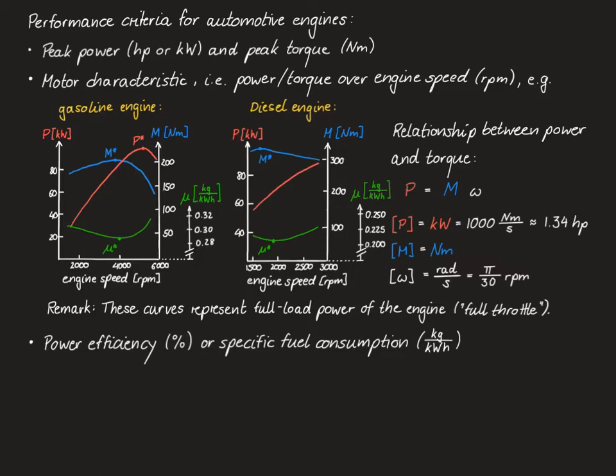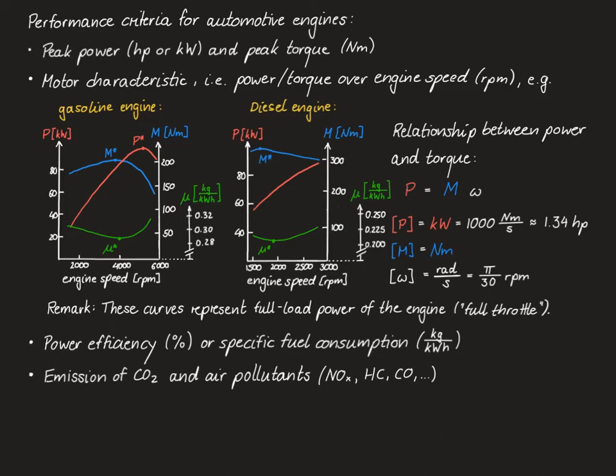the power efficiency of a gasoline engine. Moreover, we observe that the optimal operating point, mu star, so the point where the specific fuel consumption reaches a minimum, is generally lower for the diesel engine, typically around or below 2000 RPM, and higher for the gasoline engine, typically between 3000 and 4000 RPM.